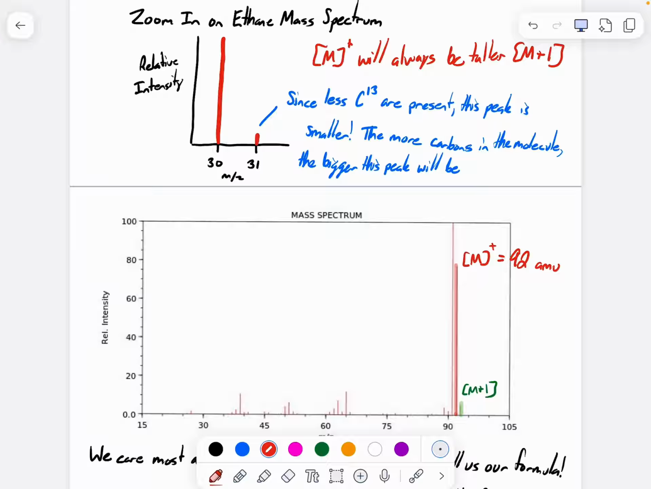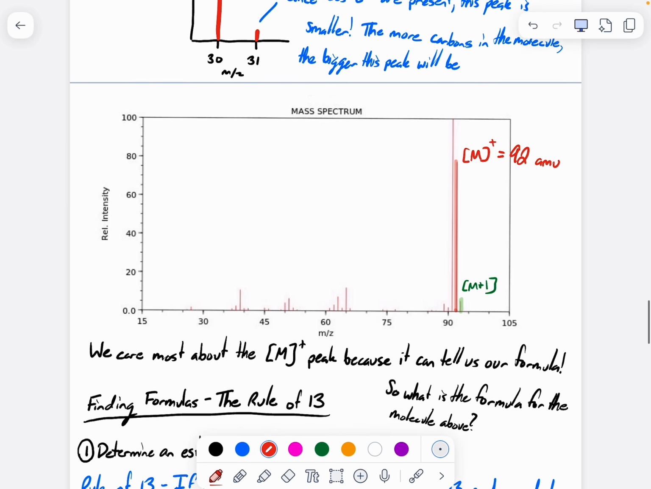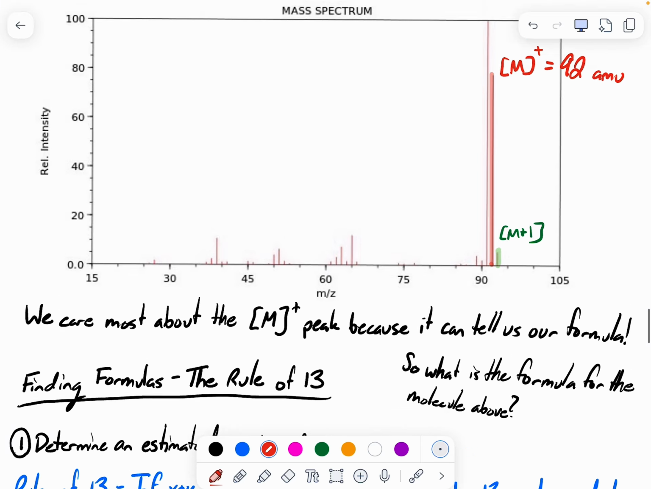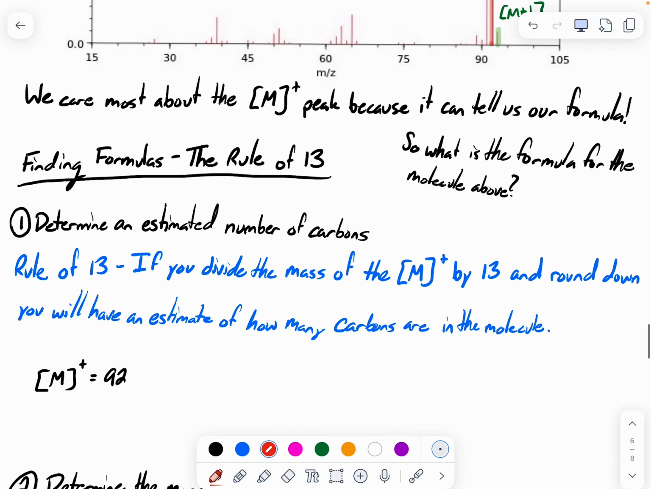Make sense? Fantastic. Well, this is also a spectrum that we don't know the formula of yet. Right? Because I haven't given it to you. You don't know what the molecule is. So, how can we determine the formula? That's what the rest of these mass spec lectures are meant to do. It's how can we determine what atoms are within a molecule given the formula that we have. Because again, that is the most important thing that we're getting out of this. So with that in mind, our M+ of 92 AMU, let's talk about how we find formulas.